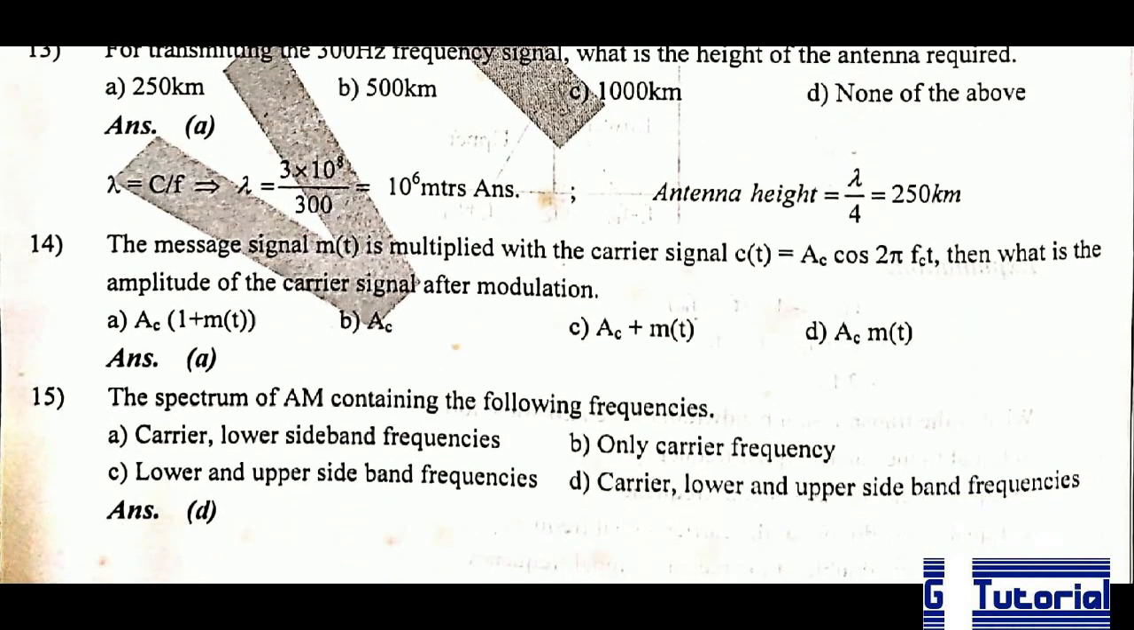Next question. The spectrum of AM contains the following frequencies. After modulation, the modulated signal contains carrier frequency, upper sideband frequency and lower sideband frequency. So option D is the correct answer.